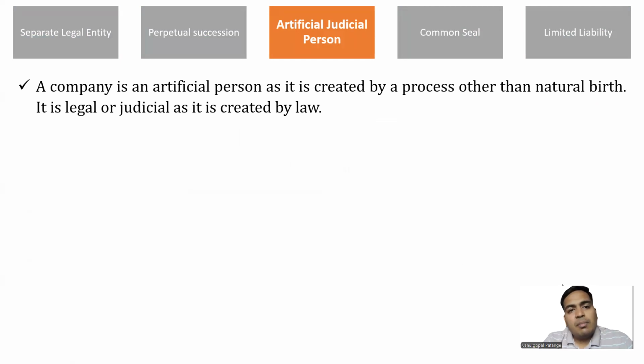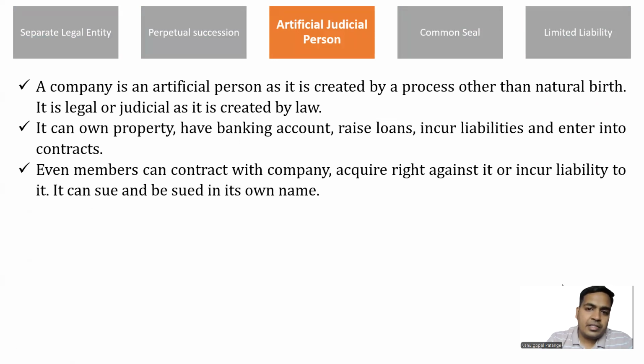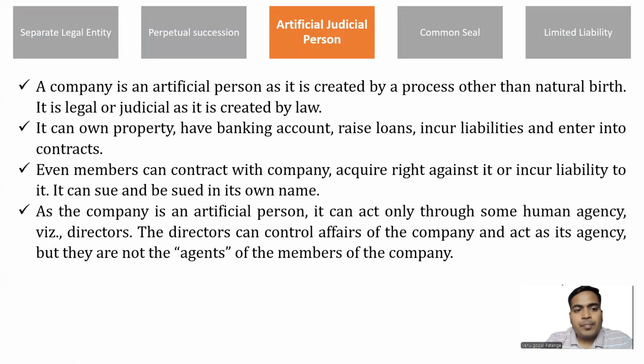A company is an artificial person. It is created by a process other than natural birth. It is legal or judicial and it is created by law. We have already discussed this. It can own property, a bank account, raise loans, enter into contracts. The important thing which we are going to discuss is, as it is an artificial person, it cannot act on its own. It needs some humans to perform certain activities.